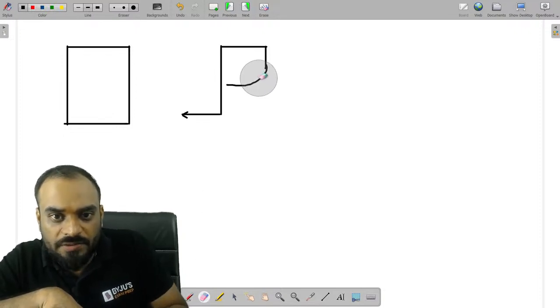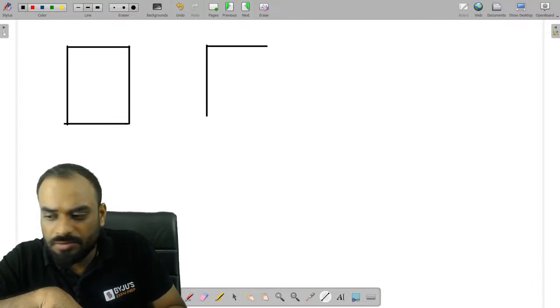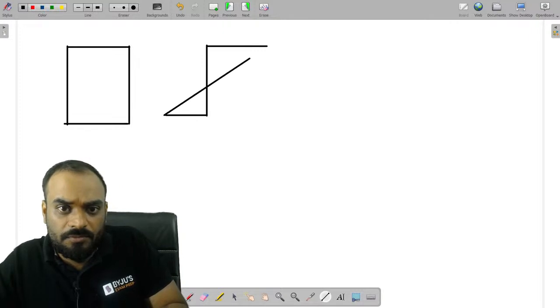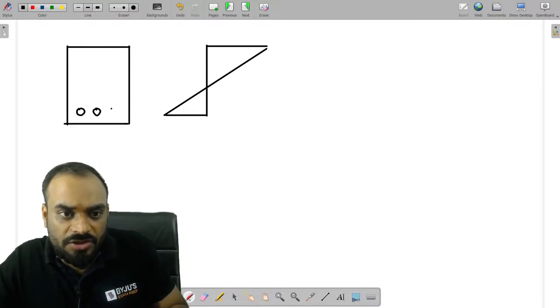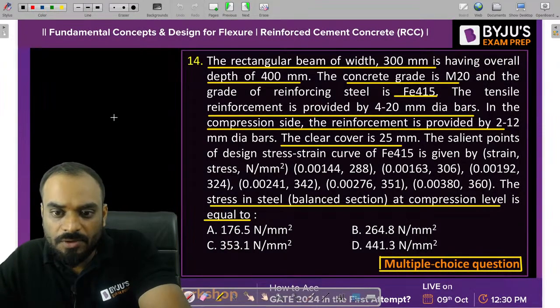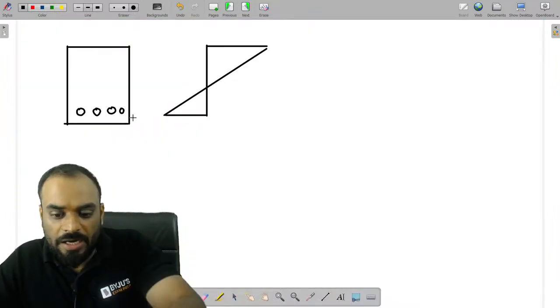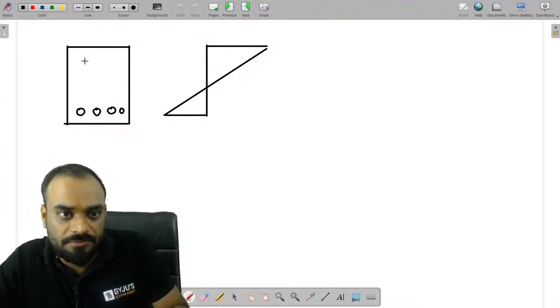Or what we can do, guys, leave this particular stress diagram, we'll draw the strain diagram directly. With the help of the strain diagram we will try to find out the value of FSC. So I think you know how many steel bars there are on the tension side. It is basically 4 bars. And how many bars do we have on the compression side? It is 2 bars only.